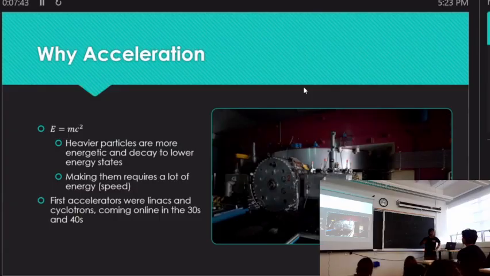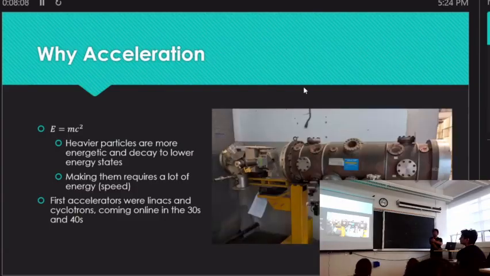And so to make these more exotic particles, and to make more exotic processes happen, we need to get things to higher energies, and basically we do that with speed and collisions. And so the first accelerators were linear designs that came on in the 30s and 40s, as well as circular designs I'll talk more about. This on the right here is the first cyclotron at CERN that's now just commissioned and it's a four-piece. This is one of the old linear accelerators that's also just on display.